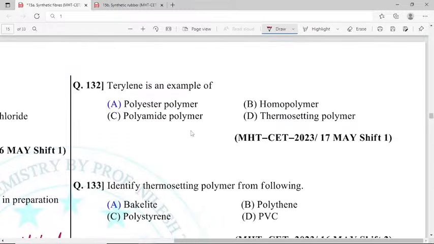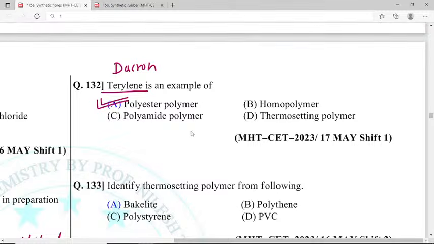Next, terylene is an example of polyester. Terylene is also called Dacron. Dacron, or terylene, contains the polyester. Nylon is called a polyamide. All nylons are polyamides.